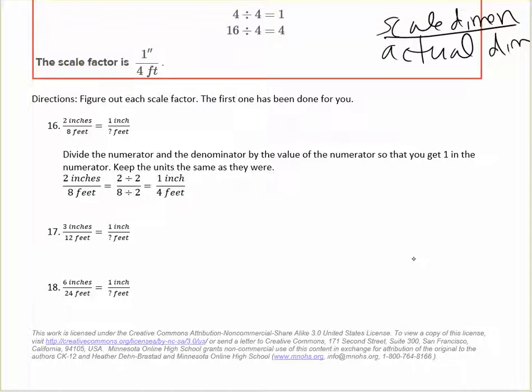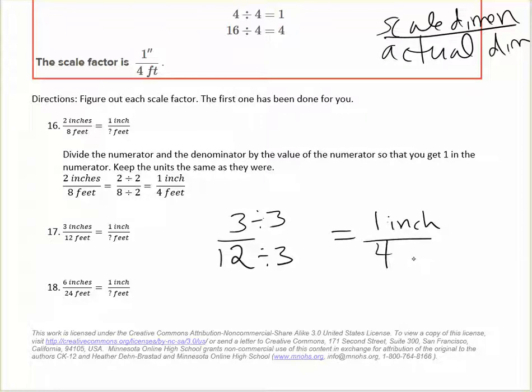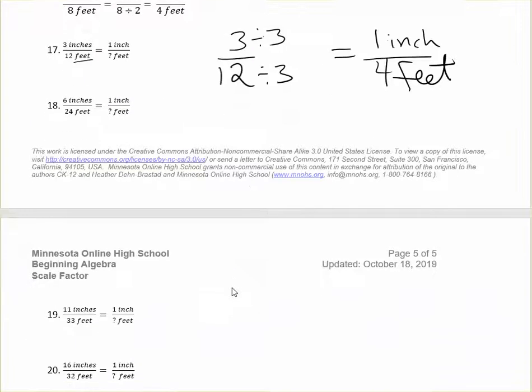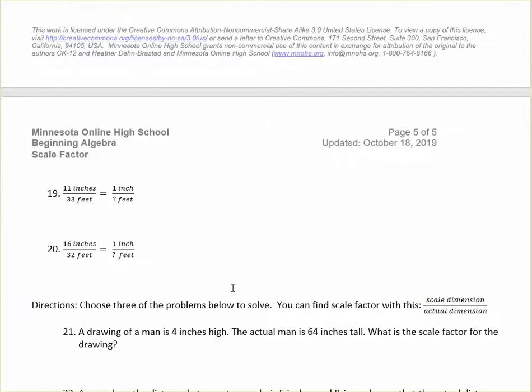So we are going to try to find a common factor that we could divide each of these by to write this as, instead of 3, as 1. So if we divide both of them by 3, 3 divided by 3 is 1 inch. That's good. And 12 divided by 3 would be 4. And what is this? This is feet. So we keep our units the same. So this would simplify to 1 inch to 4 feet. And that's now our scale factor. Let's see if there's any that look a little trickier. Not really. You're just going to write them in simplest form.